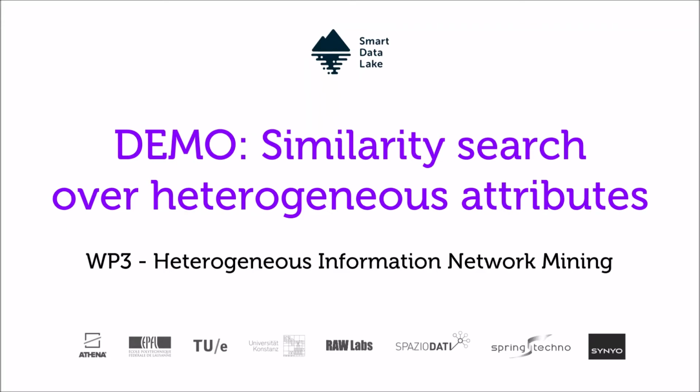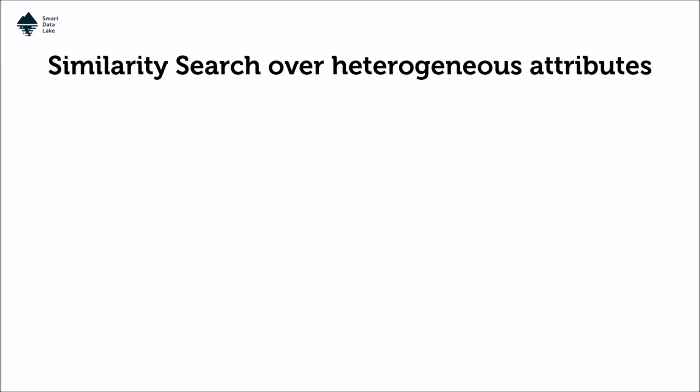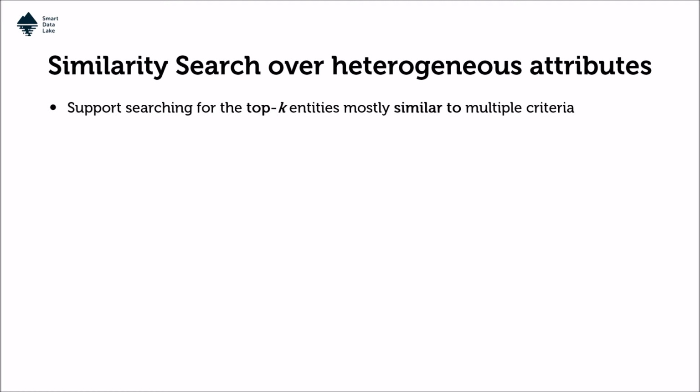Next, we are going to demonstrate the functionality currently provided by the Similarity search component in SmartDataLake. We have seen before that Raw and Proteus support range and join queries in SQL based on exact match Boolean criteria. In contrast, our Similarity search software enables searching for the top K entities, mostly similar to multiple user-specified criteria.